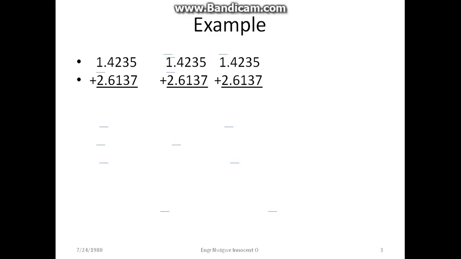Example: 1.4235 plus 2.6137. We have 5 plus 7 will give us 12. We carry 1 and add it with 3, which is 4. 4 plus 3 will give us 7. Then we have 2 plus 1 will give us 3. 4 plus 6 will give us 10. We now carry 1, add it with 1, which is 2. 2 plus bar 2, that is 2 minus 2, which is 0. You are having 2 and you are owing 2, it will give us 0.